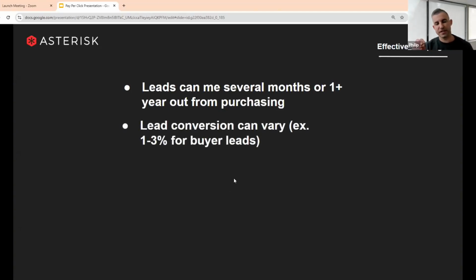And then lead conversion. This specifically is for a buyer campaign, which we have the most experience with. Again, many of them can be sellers, but usually it's like 1 to 3%, 1 being probably average-ish, 3 being very, very high, right? So if you can get 3 deals out of 100 leads at $15 a lead, that's a pretty crazy good ROI for most markets.